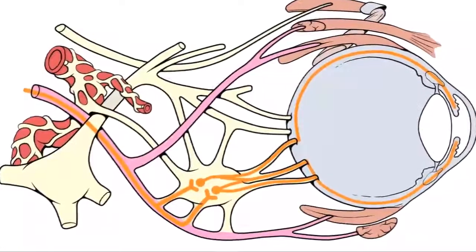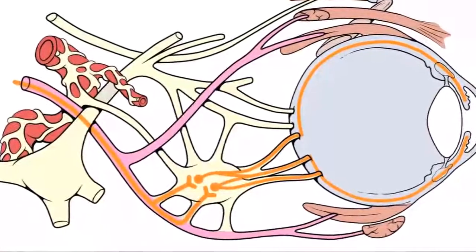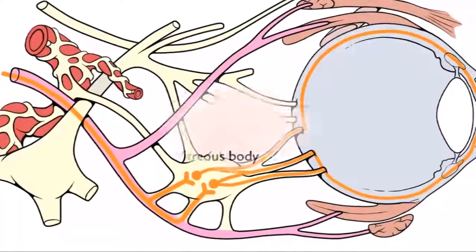Hi, this is Peter from Anatomy Zone, and in this video we're going to take a look at the vascular supply of the eyeball.